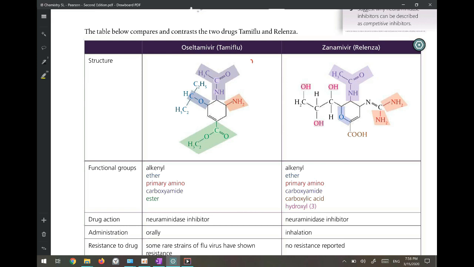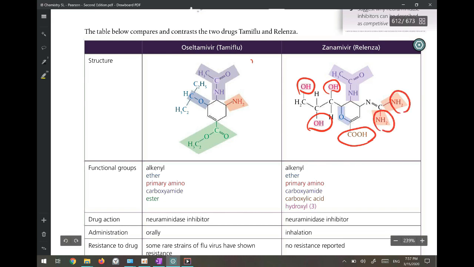And also they can ask you, for example, which one of these medicines can be soluble in water or more soluble in water. Obviously, the zanamivir, because it has three hydroxyl groups, alcoholic functional group, and it has carboxylic acid functional group, all of them can form the hydrogen bond with the water. Same thing for the amine group that you have here. So this one, zanamivir, is more water soluble than oseltamivir.